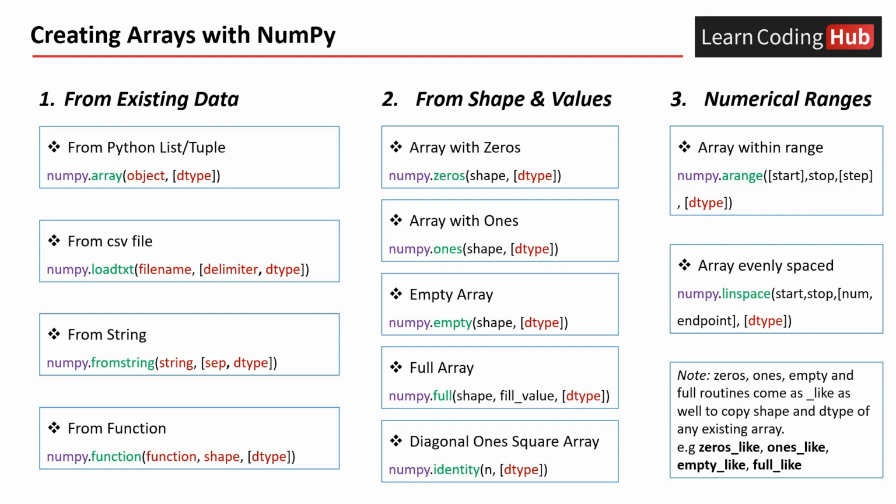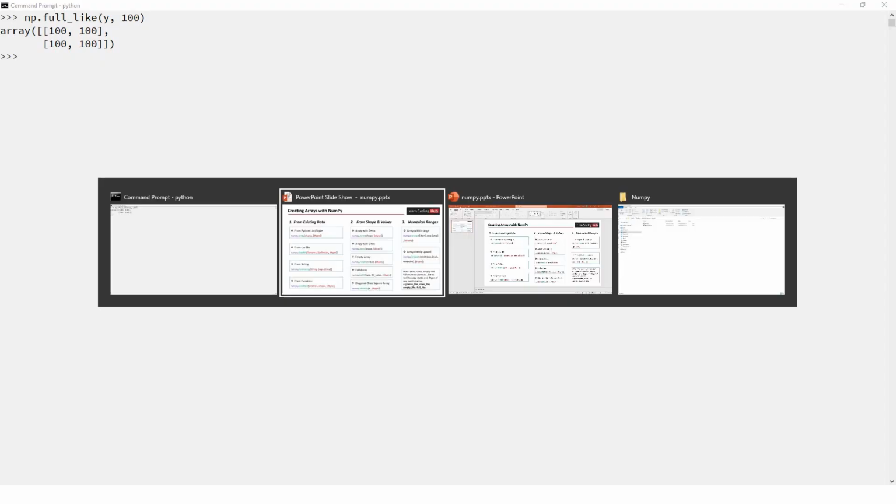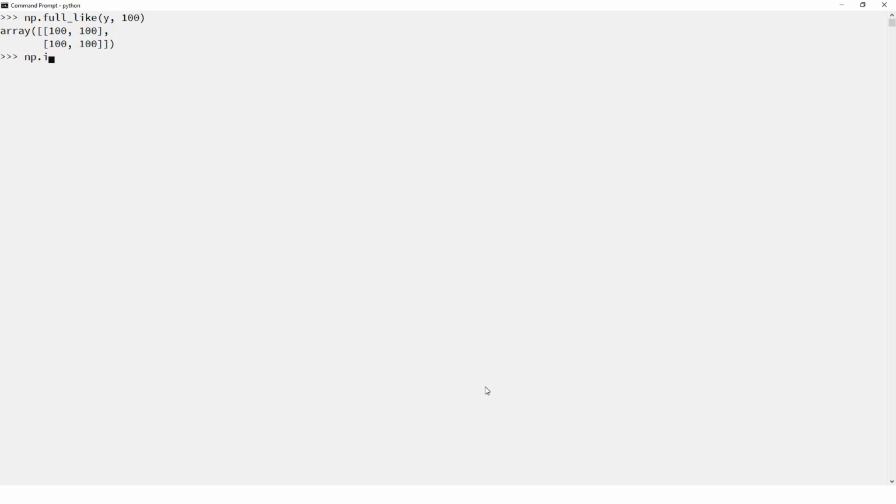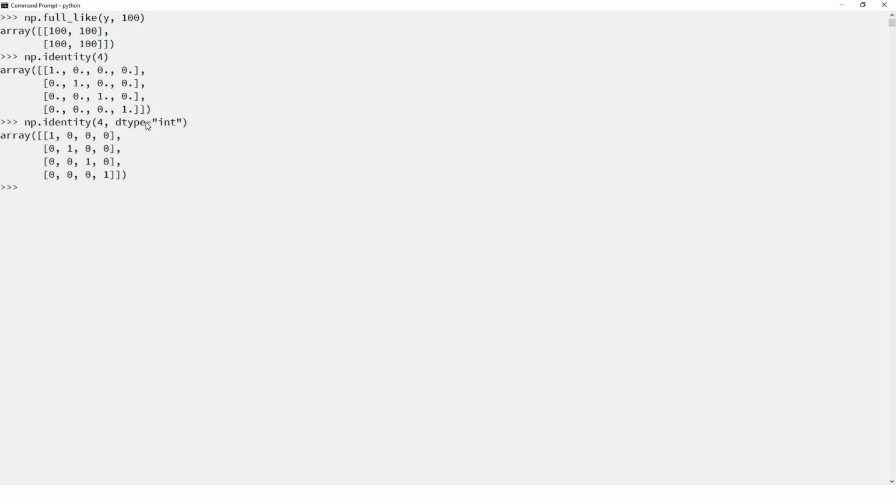Okay, and the last one in this shape and values group is if you want to create a diagonal square array. Let's say you want ones, and it will fill the ones in the diagonal. So let me say np.identity, and then I'm going to specify the square array size. If I say 4, it's going to create the ones in the diagonal square. Of course, I can set the data type as int, and then it will create integer ones.